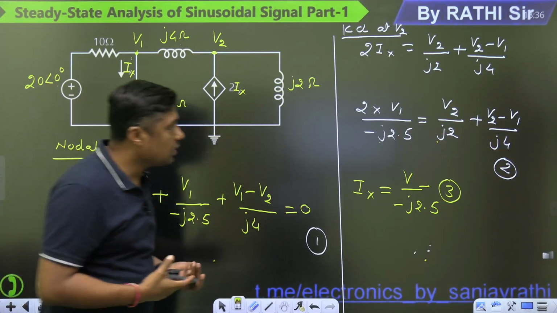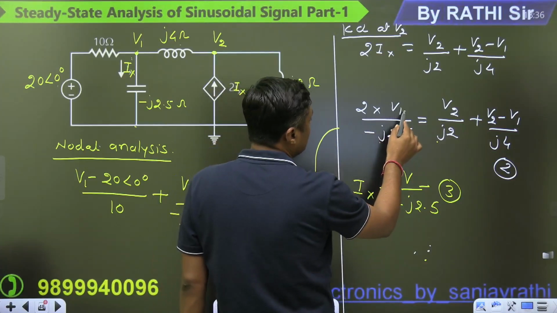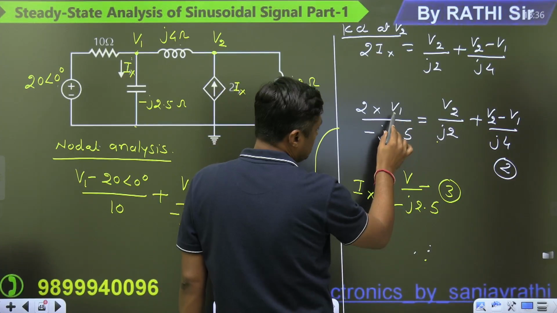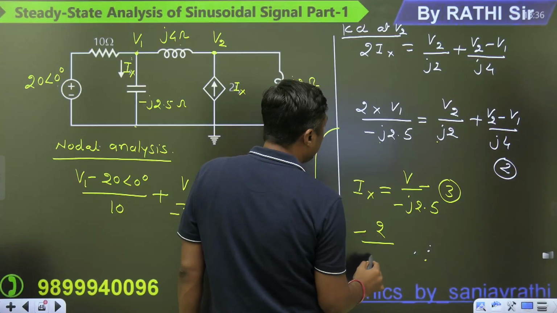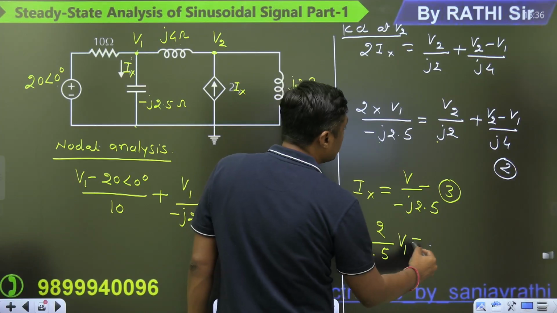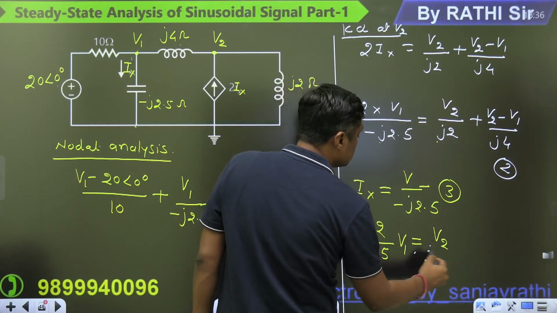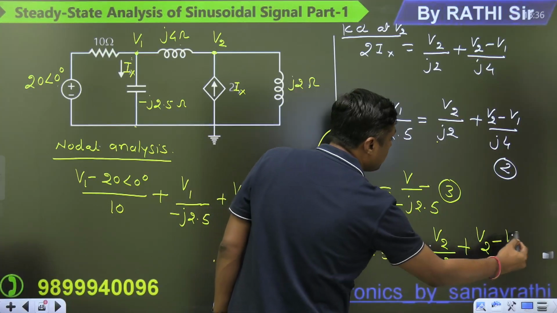So you can make it even easier. This will become 2 by, this j cancels, so it will become minus 2 divided by 2.5 V1 is equal to V2 by 2 plus (V2 minus V1) by 4.